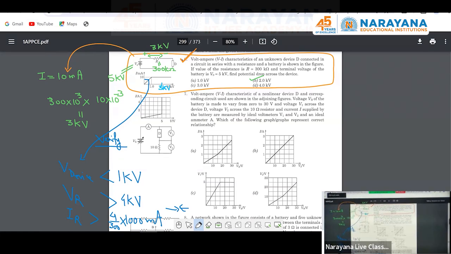Let us move on to the next problem, that is the RC conceptual problem. Take question number 24-25. Let us remove this one. Should I remove it?